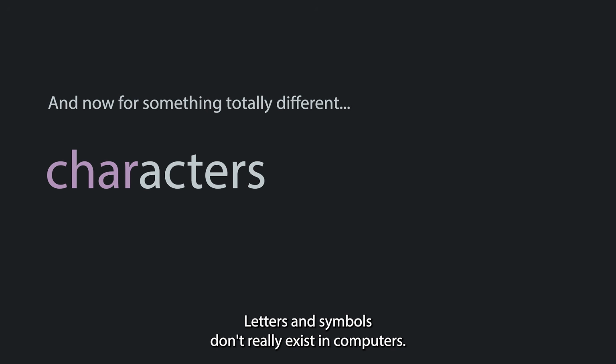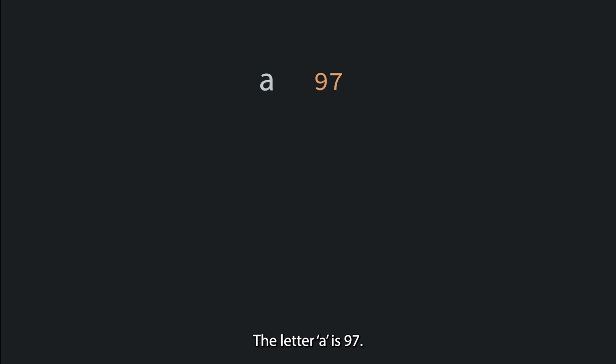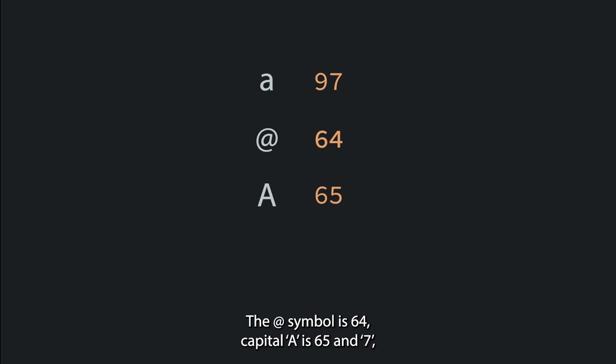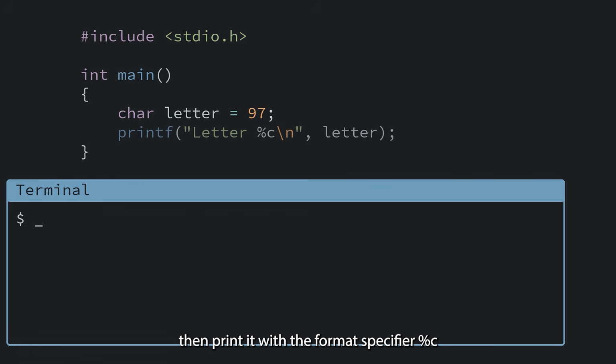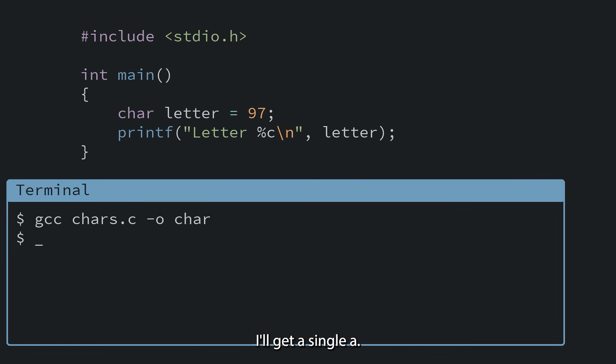Letters and symbols don't really exist in computers. Computers just understand numbers. The letter a is 97, the @ symbol is 64, capital A is 65, and 7, the printable character 7, isn't 7, it's 55. C gives us a basic type to handle these called char. If I create a char variable and put in 97, then print it with the format specifier %c, I'll get a single a.